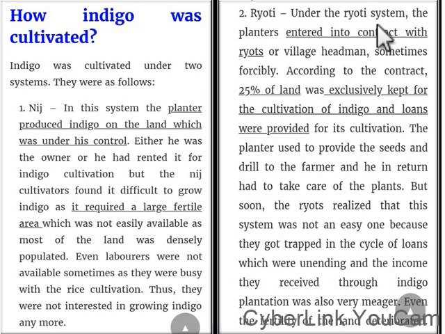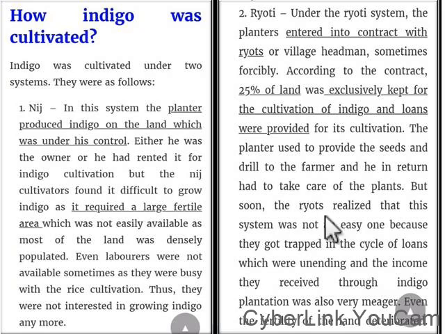Under this system, the planters entered into a contract with Ryots or village headmen, sometimes forcibly. According to the contract, 25% of the land was exclusively kept for the cultivation of indigo, and loans were provided for its cultivation. The planters used to provide the seeds and drill to the farmer, and he in turn had to take care of the plants.